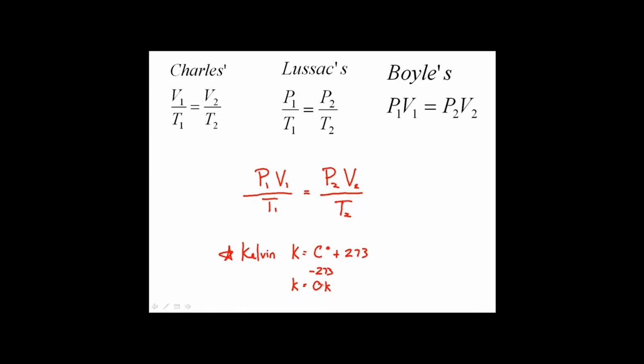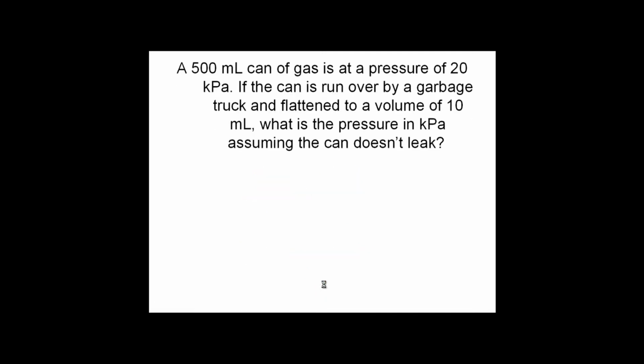Okay, guys, we're going to do a few problems today using the combined gas law. Just remember, all temperatures must be in Kelvin. Okay, let's check it out. A 500 milliliter can of gas is at a pressure of 20 kilopascals. If the can is run over by a garbage truck, oh no, and flattened to a volume of 10 milliliters, what is the pressure in kilopascals, assuming the can does not leak any of its molecules?